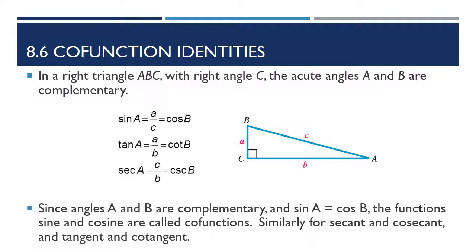Since angles A and B are complementary, and the sine of A equals the cosine of B, the functions sine and cosine are called cofunctions. So if you ever wondered why cosine, why cotangent, why cosecant, the co stands for complements. Okay, so the complementary angles are going to have the same sine and cosine. This is true for secant and cosecant, tangent and cotangent.